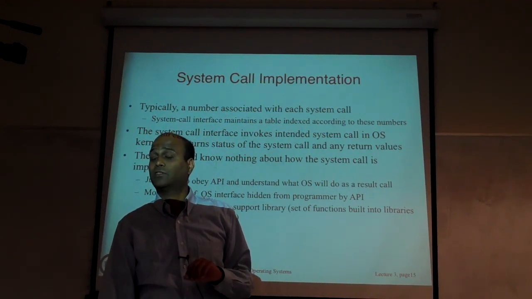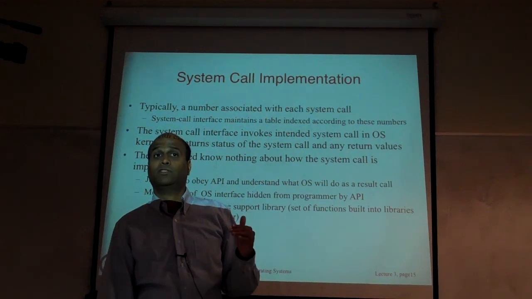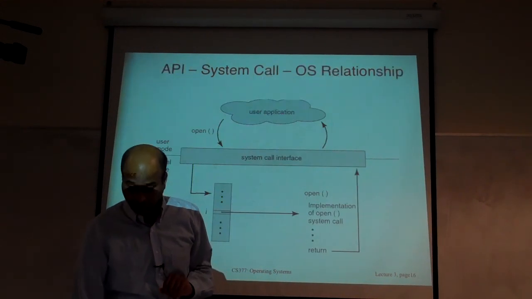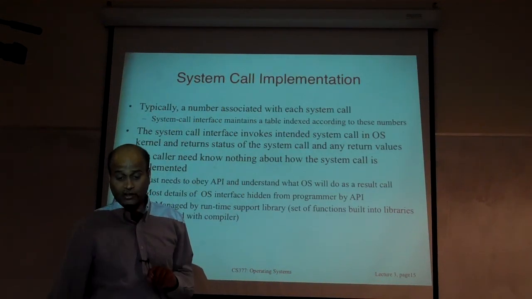Okay, typically every system call will also have a return value which may say what were the results. Is it success, failure, what kind of failure occurred, etc. Okay, so now let's look at some details. So how are system calls implemented?